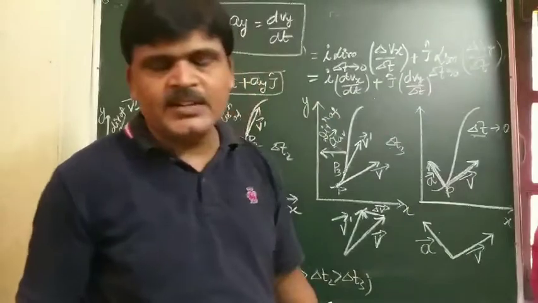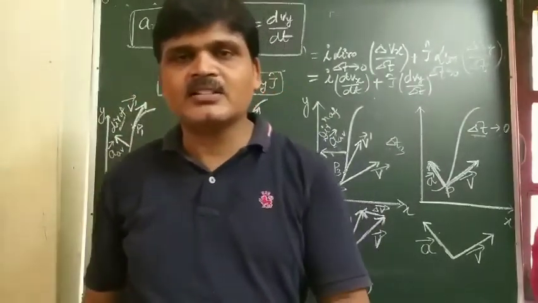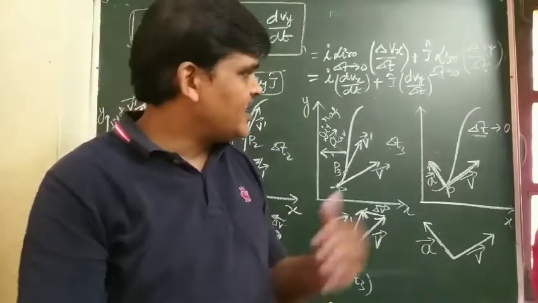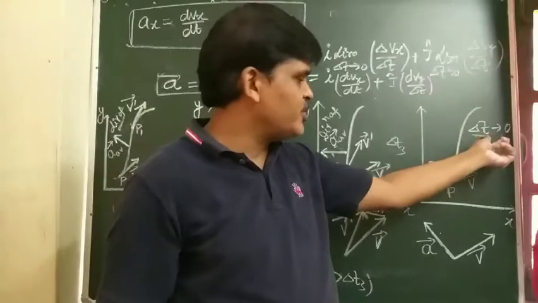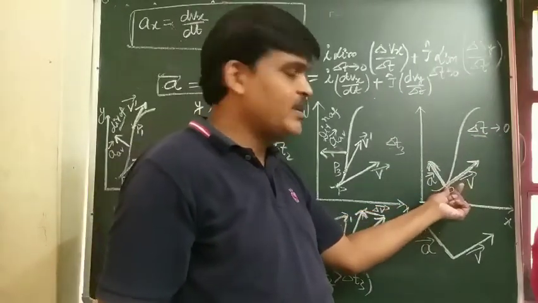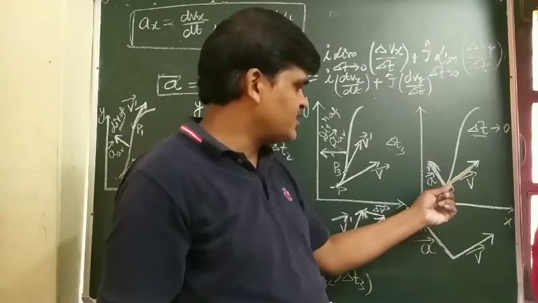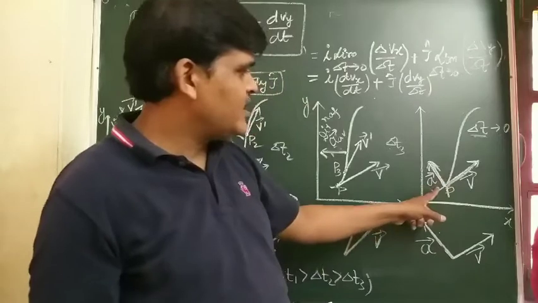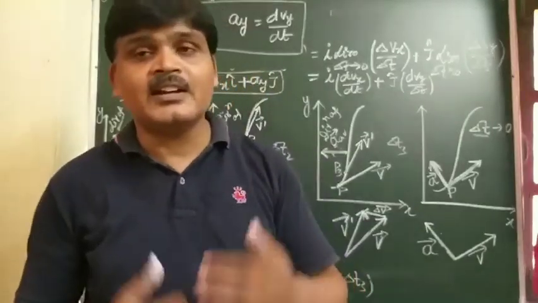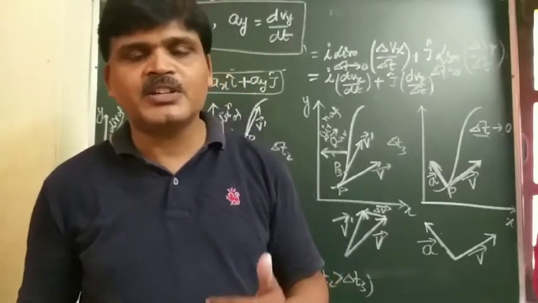So we can say that the direction of average acceleration is the same as the direction of change in velocity. And when delta T tends to 0, again we see the direction of acceleration, which is shown in the diagram, and the direction of average acceleration is in the direction of change in velocity.